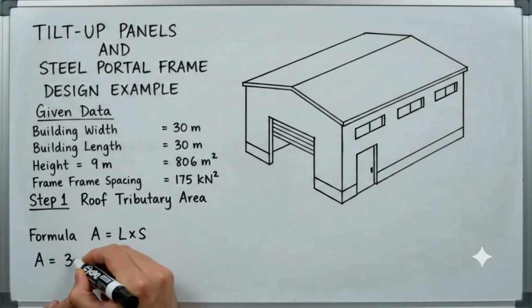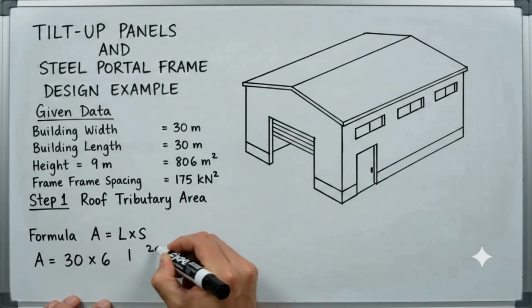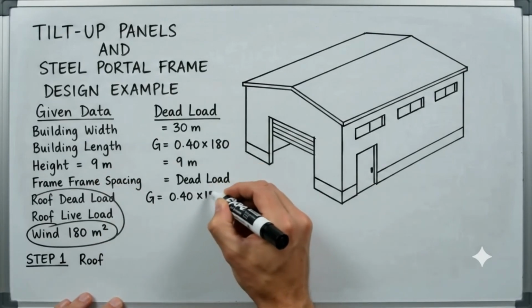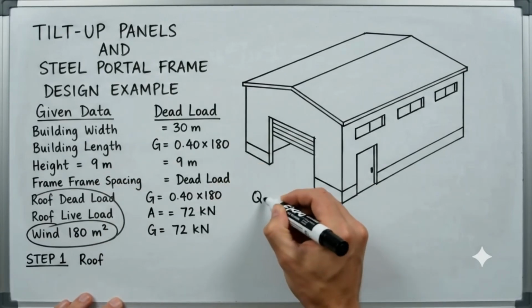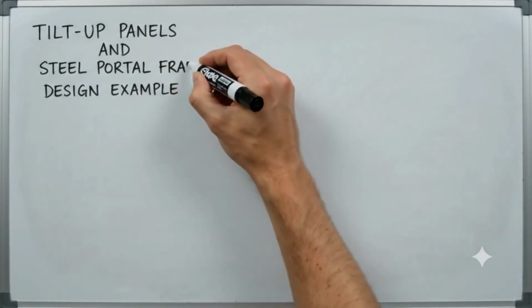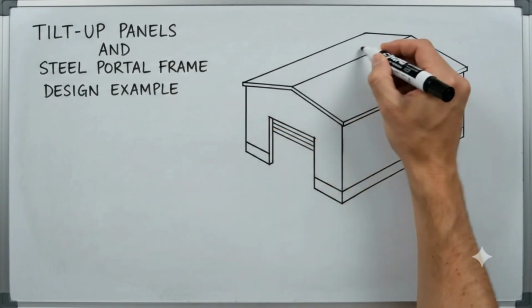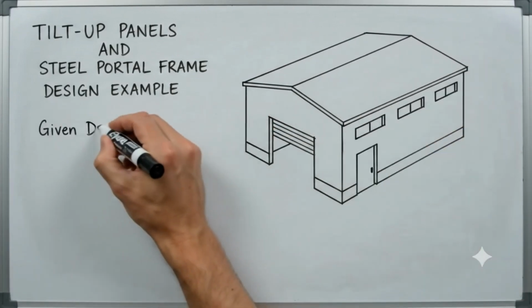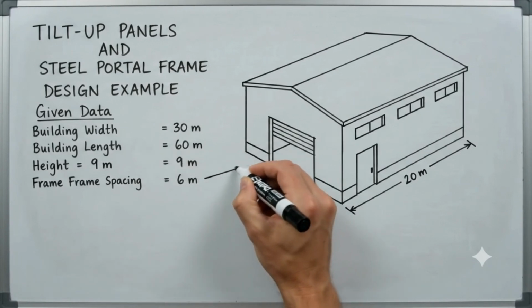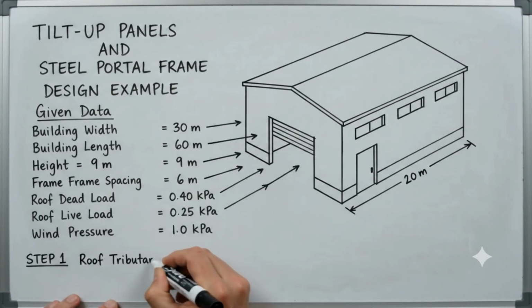Today, we will solve a complete tilt-up panels and steel portal frame design example. We will calculate the loads, the portal frame, the concrete panels, and finally, the roof tributary area. Step 1 is calculating the roof tributary area supported by one portal frame. The building width is 30 meters and the frame spacing is 6 meters.